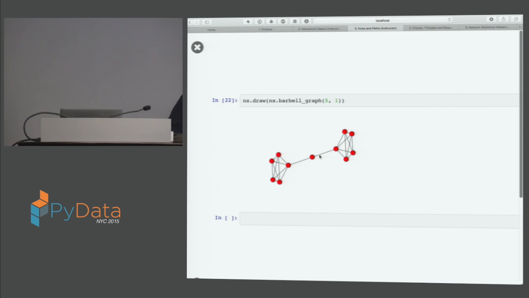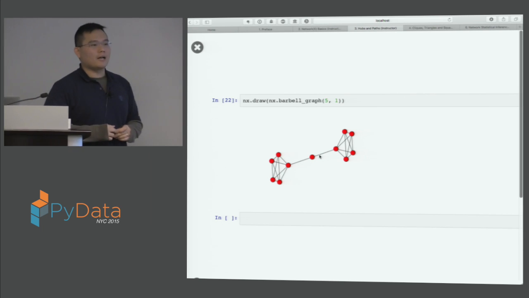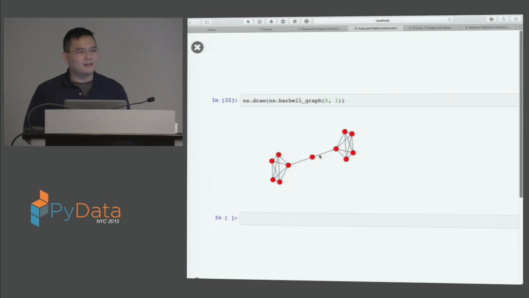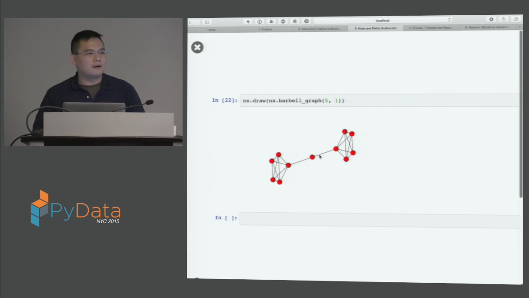PageRank is also another centrality measure, absolutely. So Google's secret sauce is all based off centrality measures and graphs and networks as well. So it's also proof that networks have great applications in the real world. It's not just some theoretical thing that we're dealing with in this tutorial.